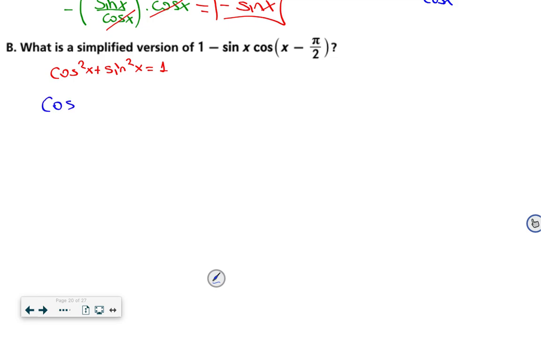Next is this: cosine negative x is equal to cosine x, right? Nothing is going to change.